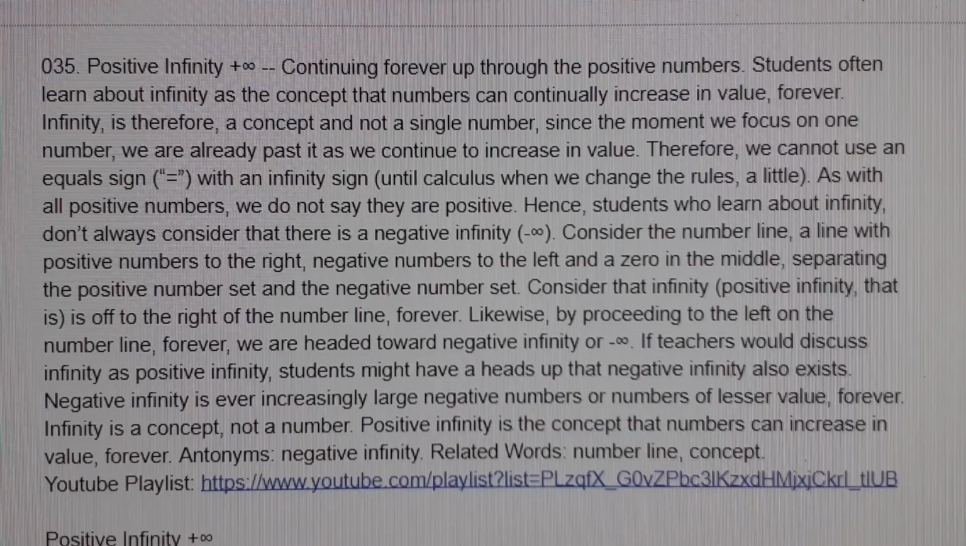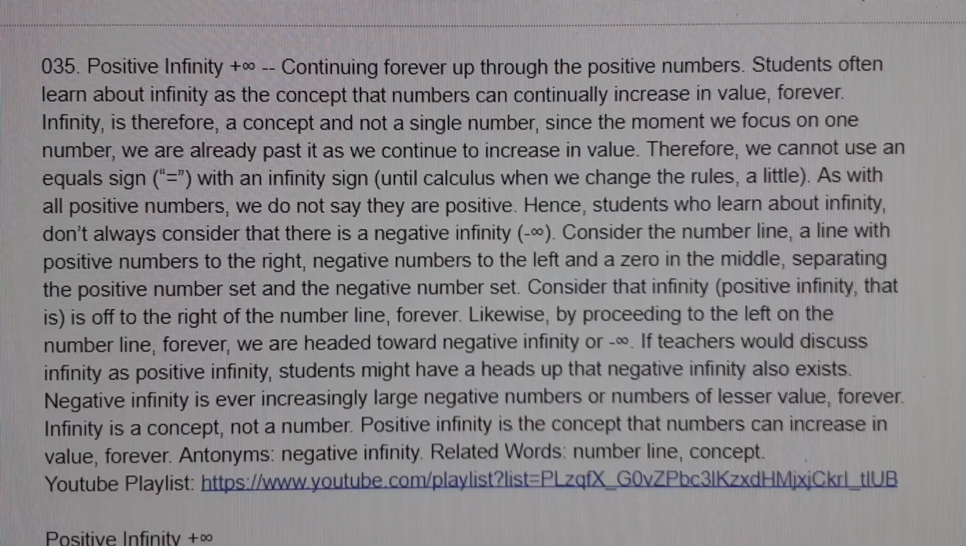A line with positive numbers to the right, negative numbers to the left, and a zero in the middle, separating the positive number set and the negative number set. Consider that infinity (positive infinity, that is) is off to the right of the number line forever. Likewise, by proceeding to the left on the number line forever, we are headed toward negative infinity, or the symbol negative and the infinity symbol.